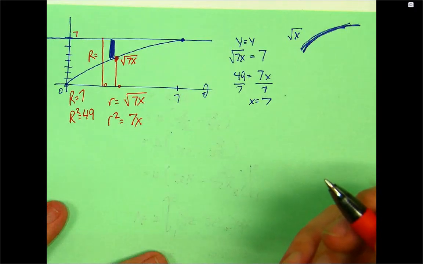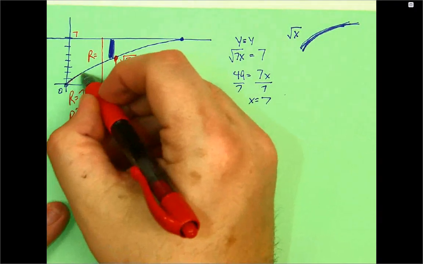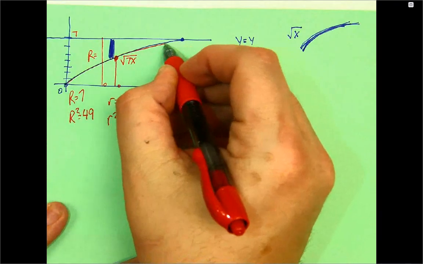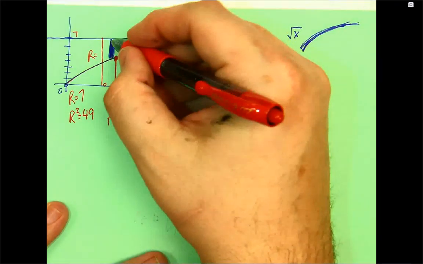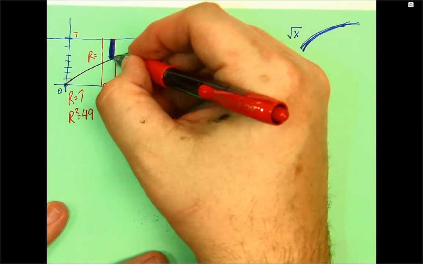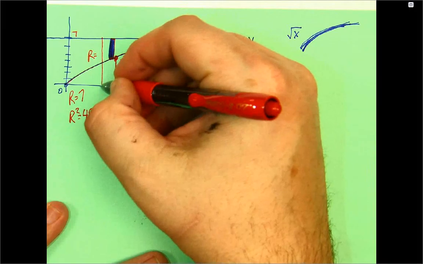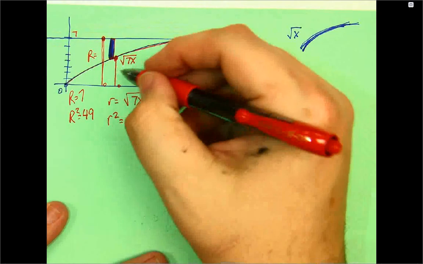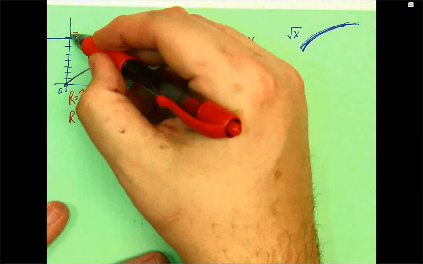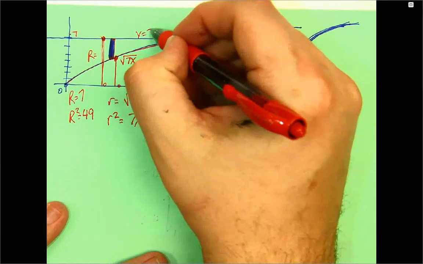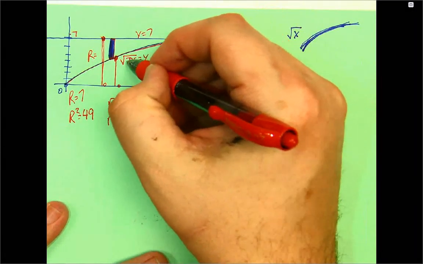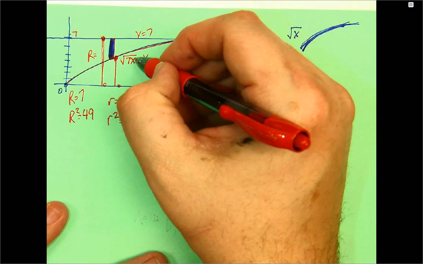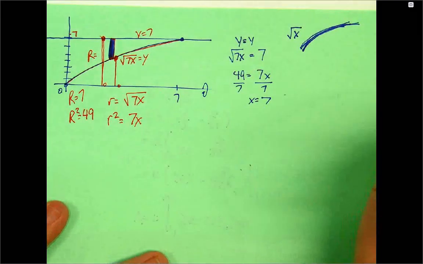And our rectangle is always going to go from one graph to the other graph. So whenever we go up to one of the lines that we've graphed, this one is where y equals 7. So that's y equals 7. And this one is y equals square root of 7x. So that's why we hit that one. So big R squared minus little r squared is equal to 49 minus 7x.